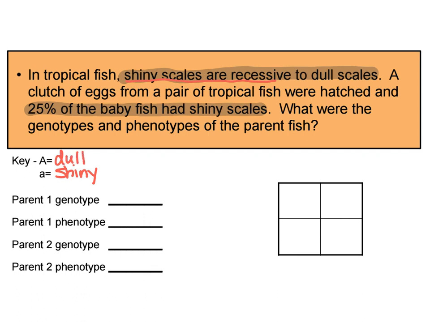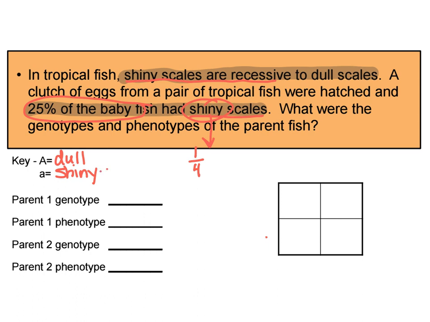The problem doesn't tell me anything about the parents, but it does tell me something about the offspring. It tells me that of the baby fish, 25% had shiny scales. Now, shiny is recessive. So this 25% is 1 out of 4 of my squares in my Punnett square.